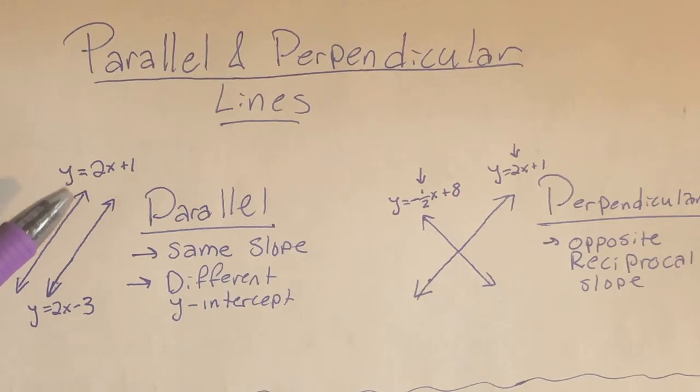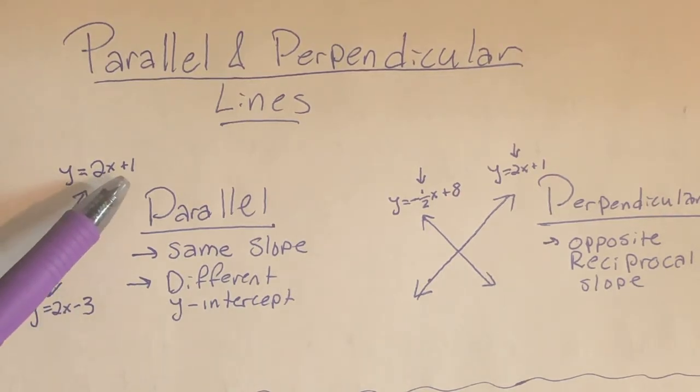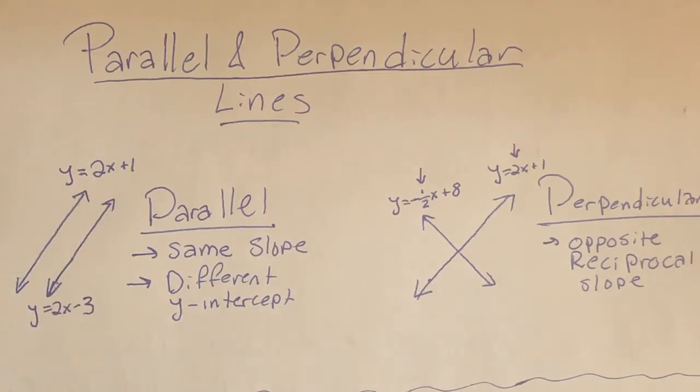We can see that their m values, which represent the slope, are exactly the same, and their y-intercepts, 1 and negative 3, are different. And because these start in different places and have the same exact rate of change, they're never going to touch each other. Think of it like this almost.